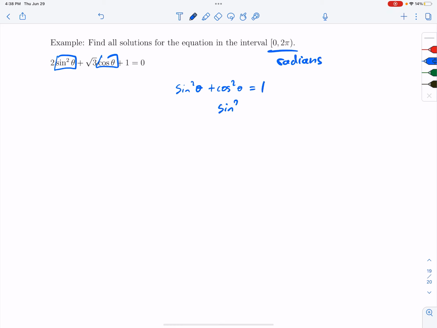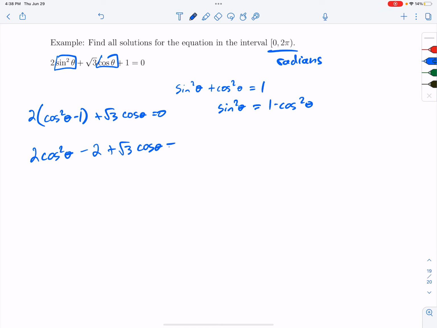So I can replace sine squared of theta with 1 minus cosine squared theta. So I'm going to go ahead and do that. 2 cosine squared theta minus 1 plus square root 3 cosine theta is equal to 0. So we have a single trig function in this equation now. Distribute the 2: cosine squared theta minus 2 plus square root 3 cosine theta is equal to 0. Okay, this one looks a little more complicated, but again, this is the A term for the quadratic, this is the B term, and this is the C term. So I'm going to go ahead and write that in descending order.